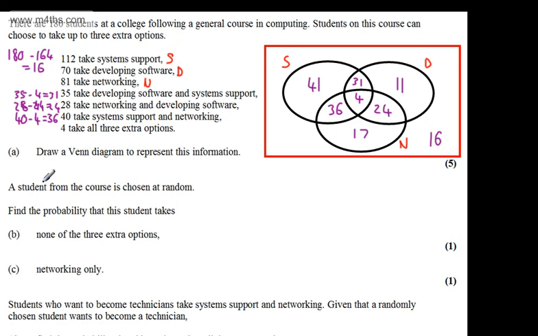Okay, a student from the course is chosen at random. We're asked to find the probability that this student takes B for 1 mark, none of the 3 extra options. We have 16 students of the 180, and we can simplify this, if we like, to 4 over 45. Often students just write down 16, but remember, we're looking at a probability. We're asked for a probability, not how many don't do any of the 3 extra options. Networking only, 17 out of the 180.